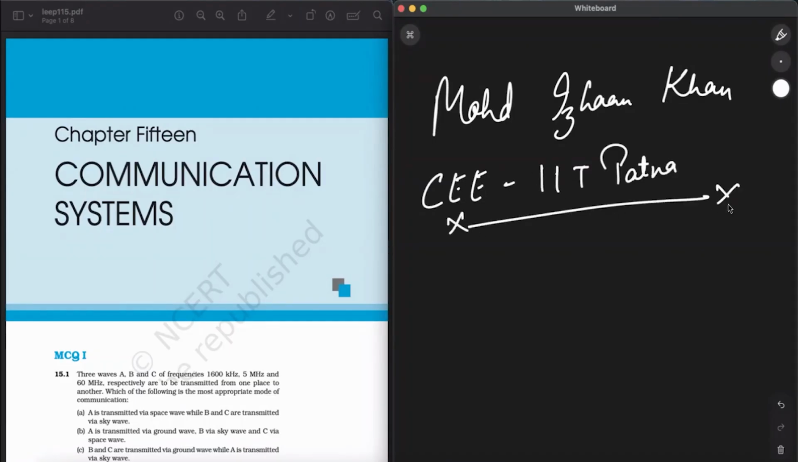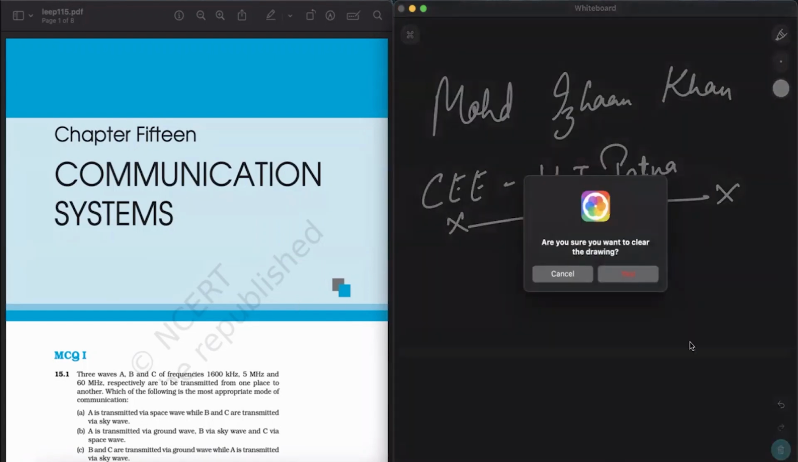In the previous session, we were solving the exemplar questions of the topic communication system, and we had done up to question number 17. Now from question number 18 we have to start.